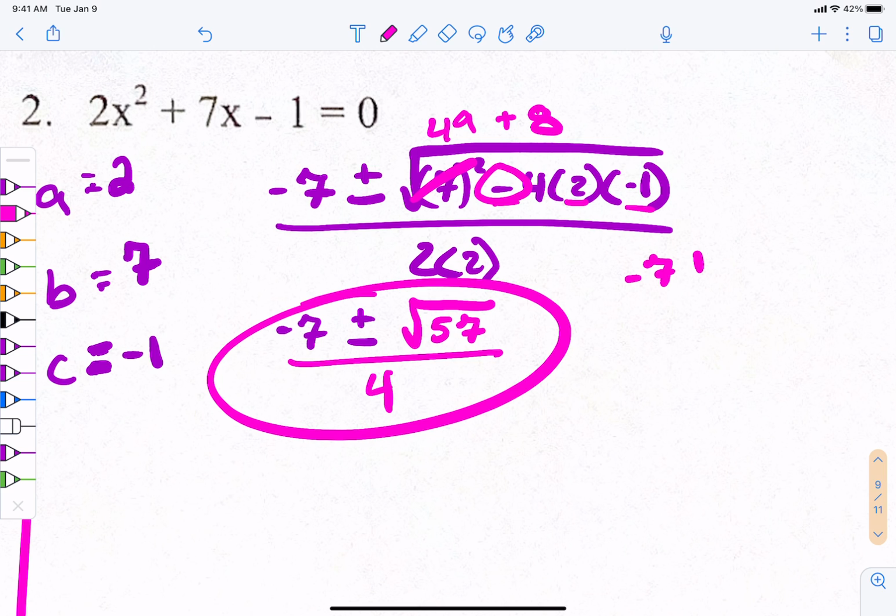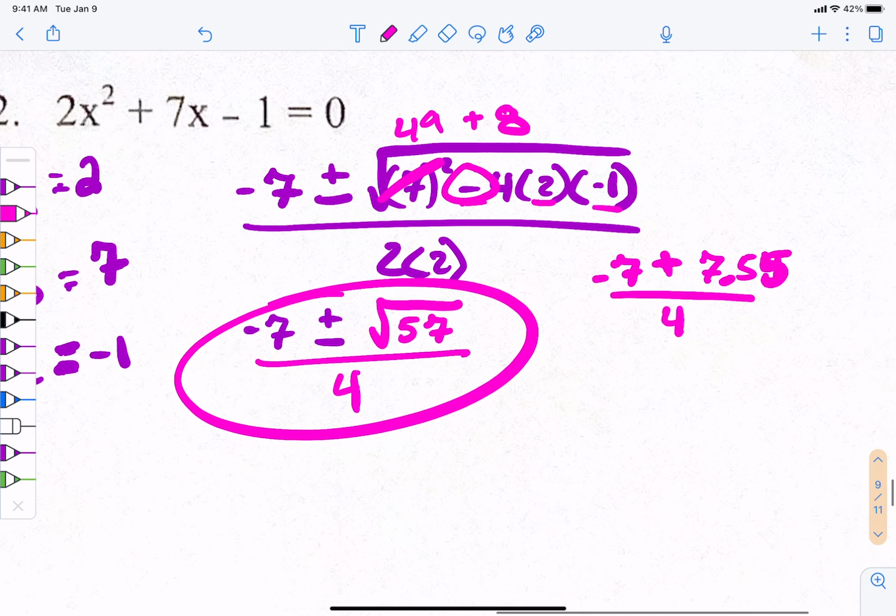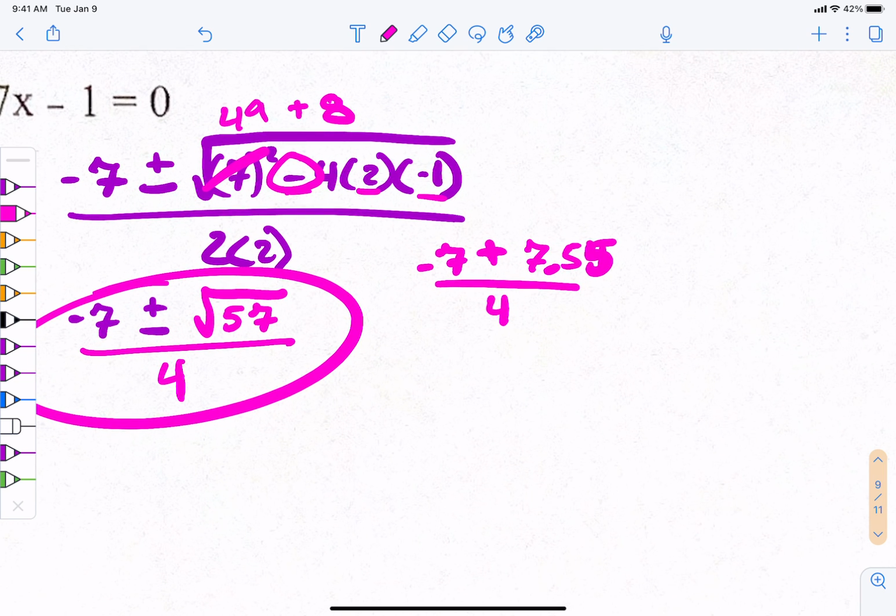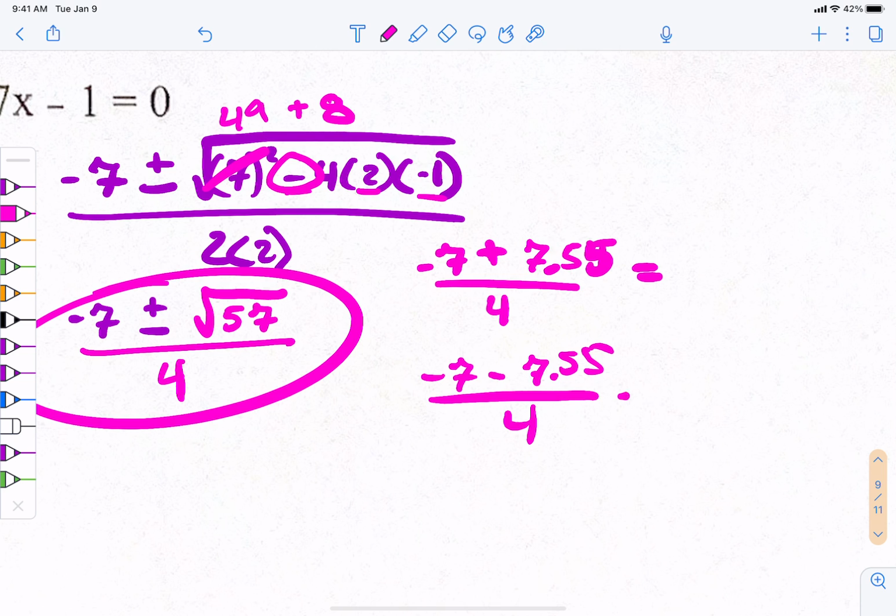Somebody give it to me. What's the square root of 57? 7.5498. Okay, 7.55. So we could really do it as a decimal and do negative 7 plus 7.55 and negative 7 minus 7.55 over 4 and give you those two answers, and that will give you your two spots where he crosses. It's just going to be at an ugly decimal number, right?